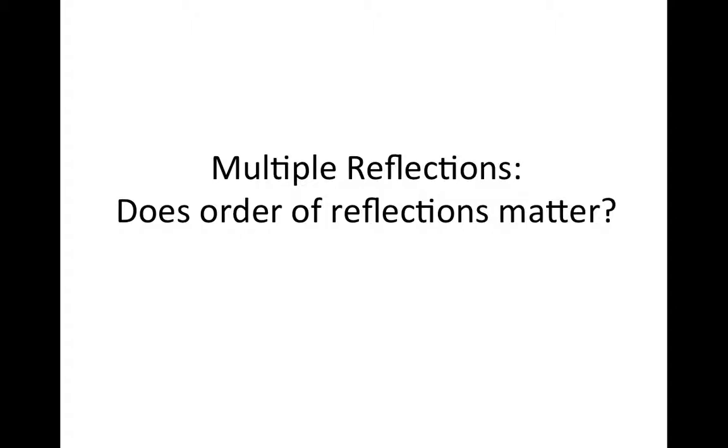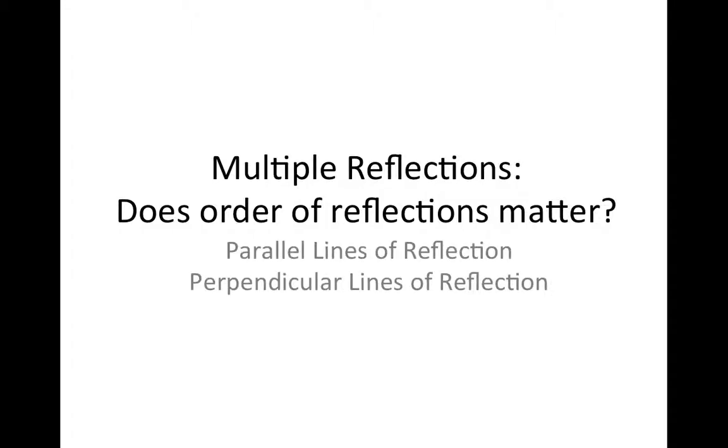And we're going to look at two particular types of multiple reflections. The first is when we have parallel lines of reflection, and the second is when we have perpendicular lines of reflection. So let's look at the first one, which is parallel lines of reflection, to start.